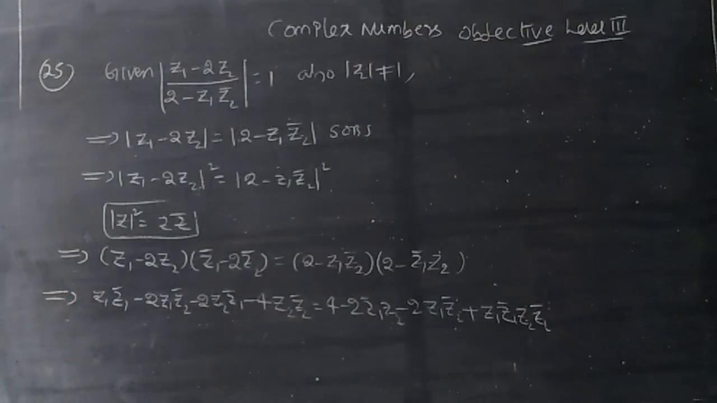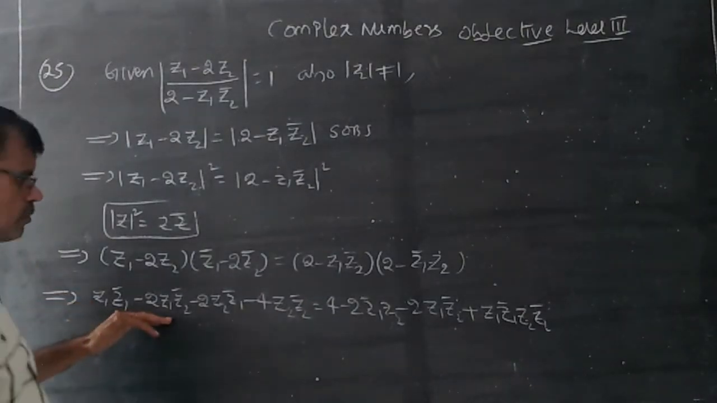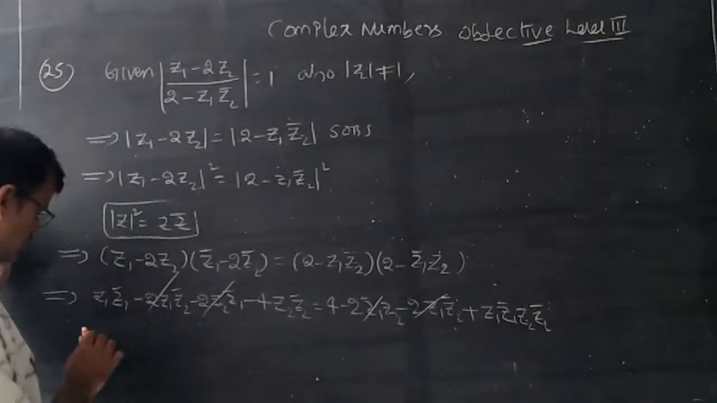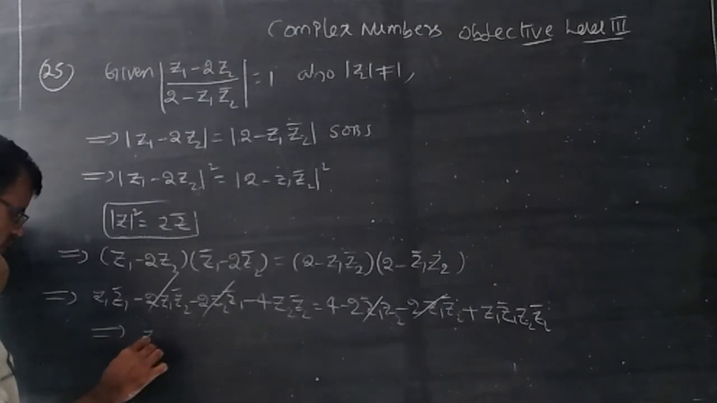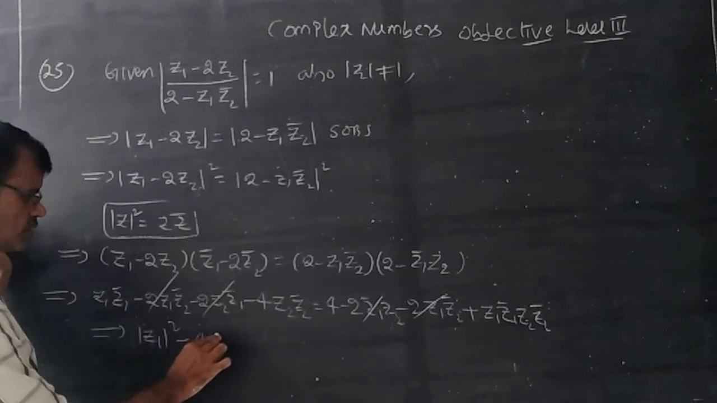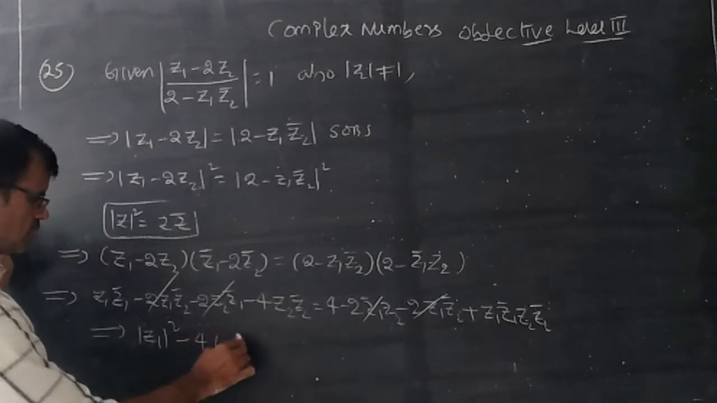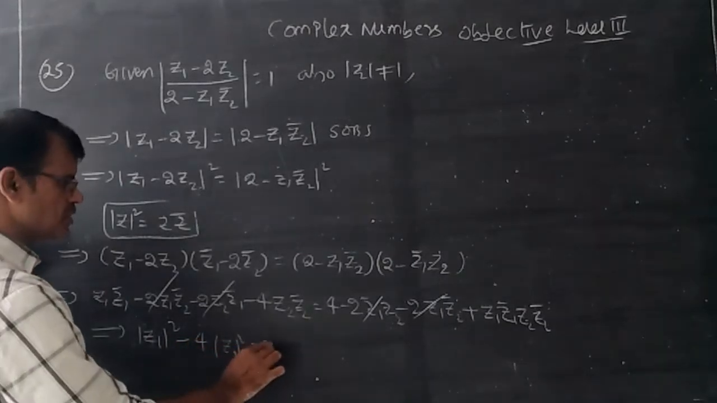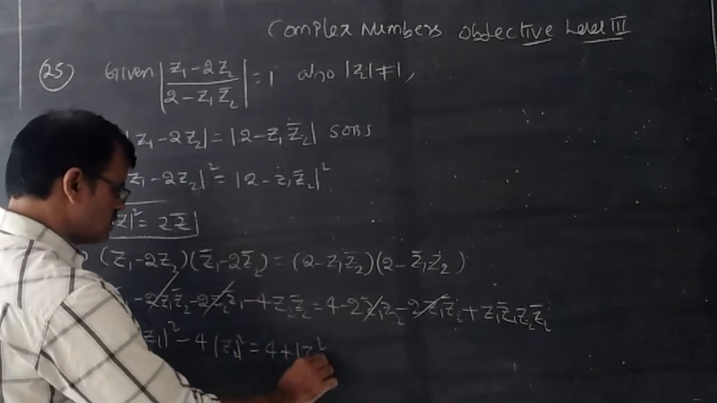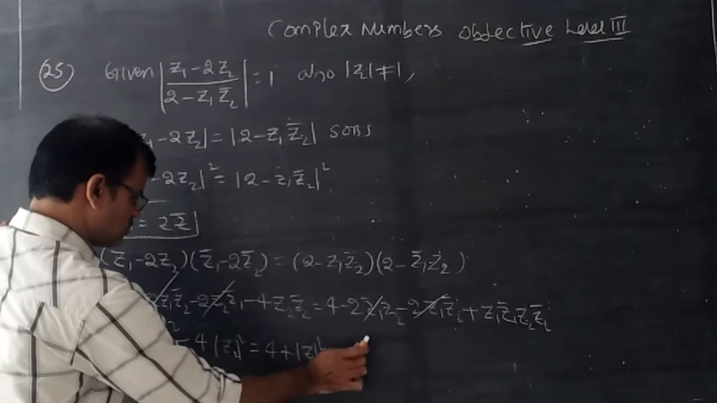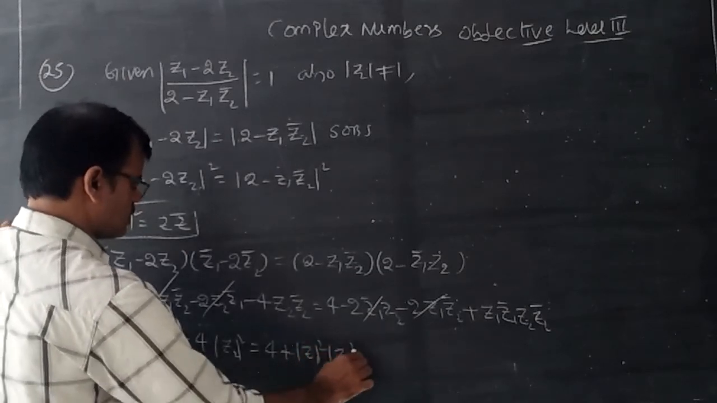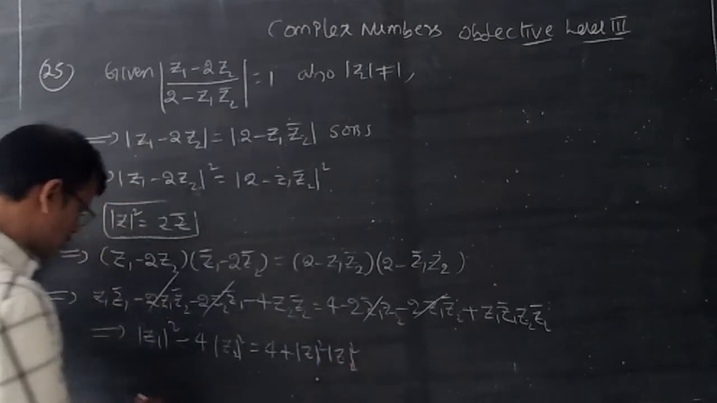Apply, and anything will be cancelled. 2 z1 z2 bar and 2 z1 z2 bar also get cancelled. Now you can understand z1 z1 bar becomes modulus of z1 square, minus 4 into z2 bar z2 becomes modulus of z2 square, is equal to 4 plus modulus of z1 square into modulus of z2 square.